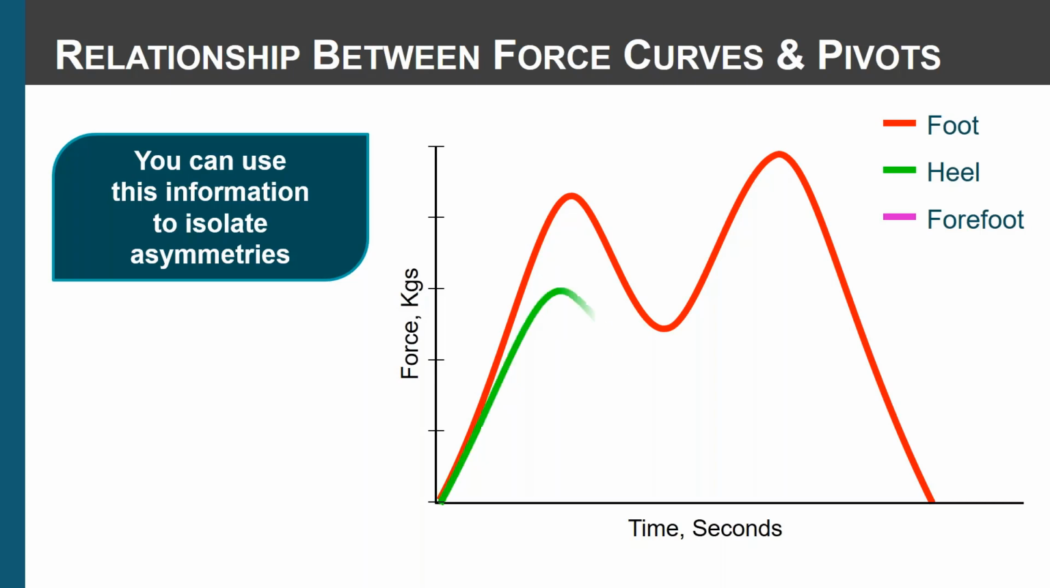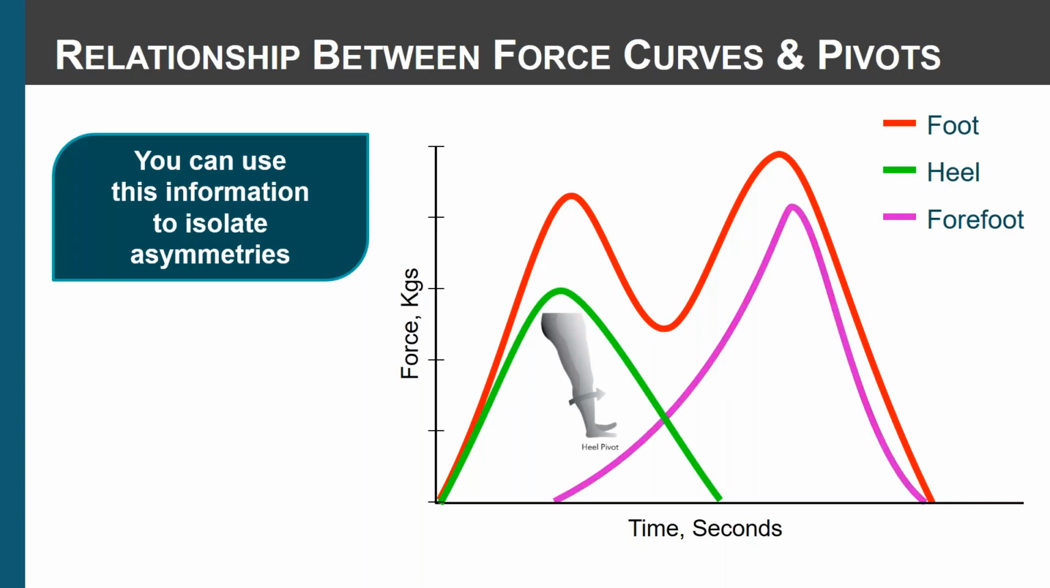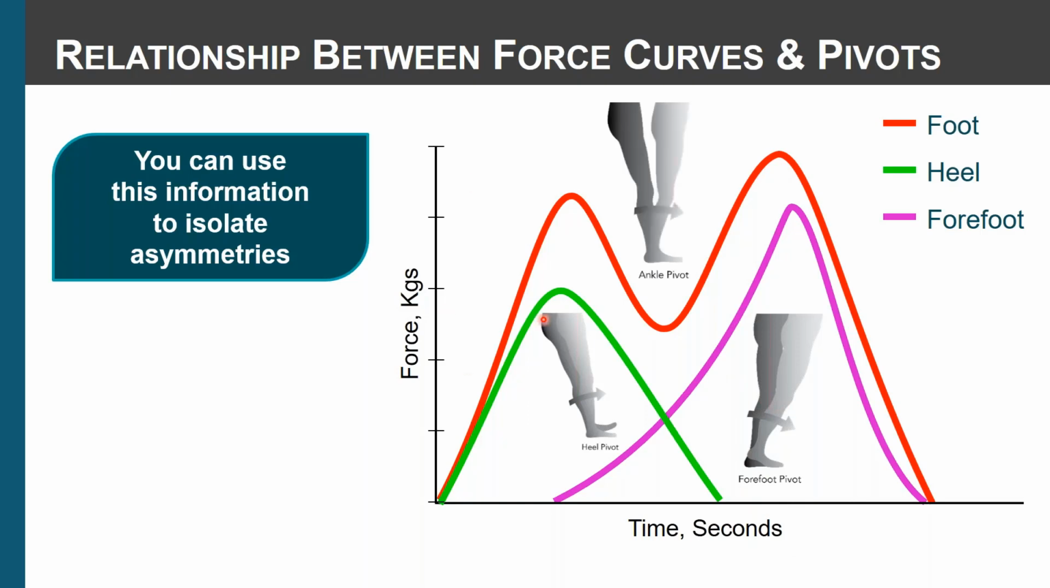So here we can see that we've got a green curve here, which is only focused on the heel portion of the foot to isolate that heel pivot. And then we've got the purple curve here that is really isolating the forefoot portion of the foot, which is essentially the forefoot pivot. So we can then isolate and take a look at what kind of changes are being applied in specific regions of the foot.